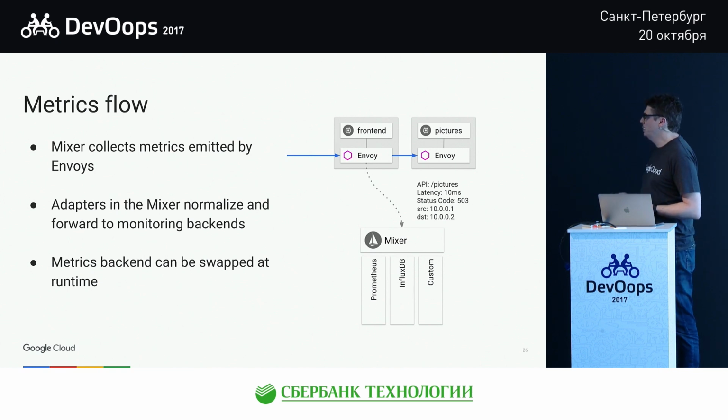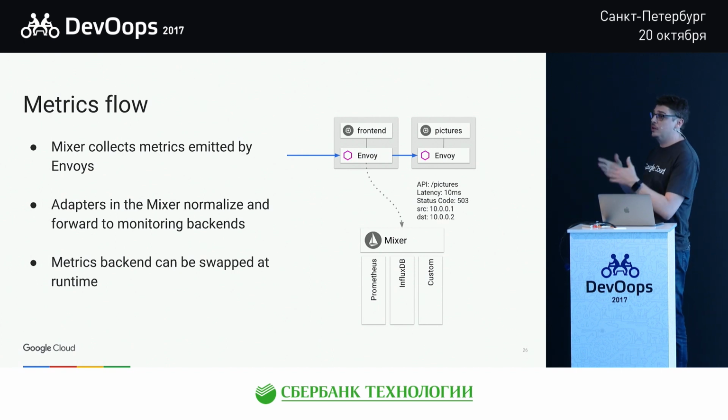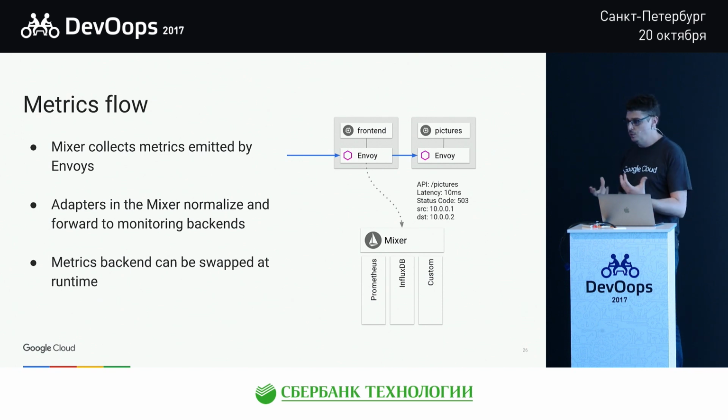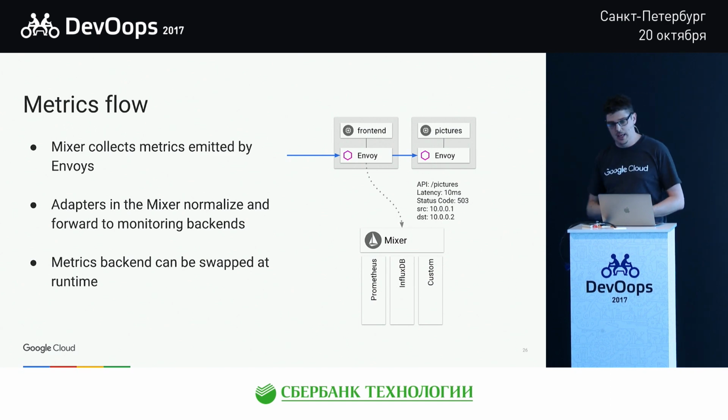So now the mixer has that information, and it will normalize that and send it to whatever backends you have configured. So for metrics, for example, we have Prometheus and InfluxDB adapters, but you can also write a custom adapter. So you can just take the input there and output it in whatever format any other application you use for metrics is concerned. And you don't have to worry about changing any of the infrastructure when you want to add a new metrics backend.